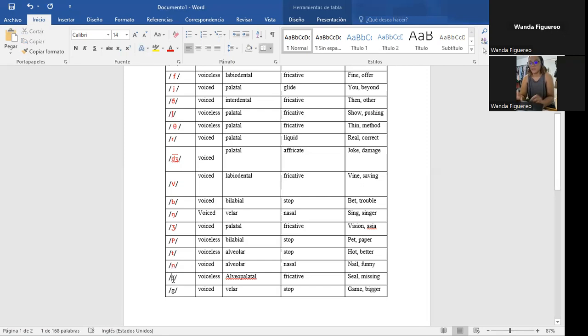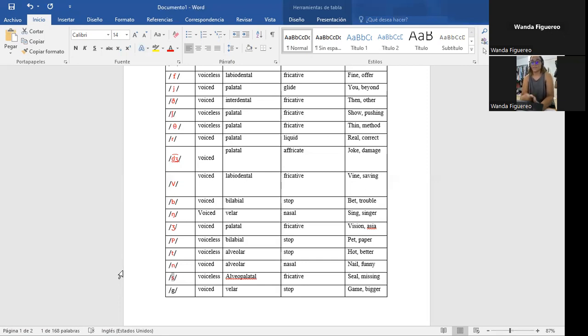We also have this sound, s. It is a voiceless alveopalatal fricative. Alveopalatal is because the tongue gets in contact with the area between the alveolar ridge and the hard palate. The examples we have are seal and missing.